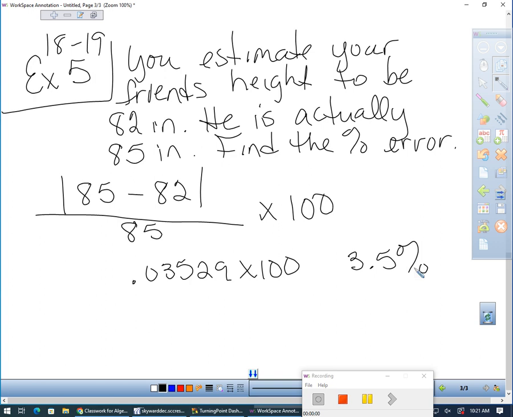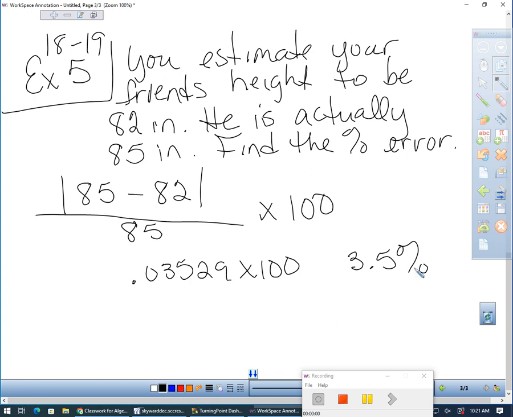All right, so any question on percent error? Okay. I still have 3 more problems to talk about. The last 3 problems are something a little bit different. They have to do with when you're measuring something, how much you can be off and it still be acceptable.